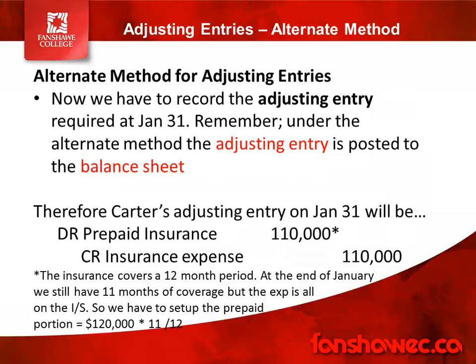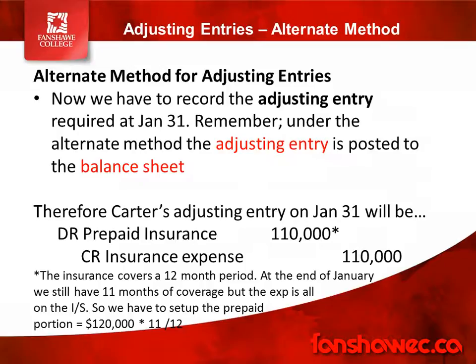And that's really all there is to the alternate method. It's just the exact opposite of the standard method. So in the standard method, when you get to the end of the month, you're trying to determine what should be on the income statement because nothing will be there. When you use the alternate method, everything's on the income statement. So what you need to focus on is what should be on the balance sheet.